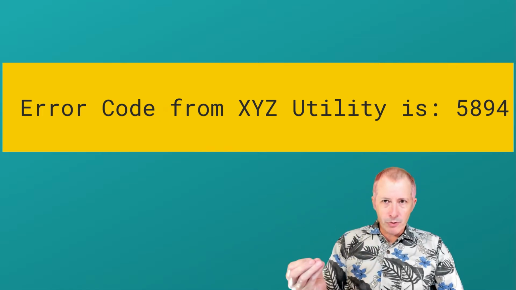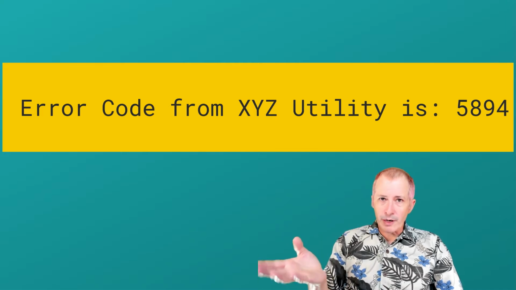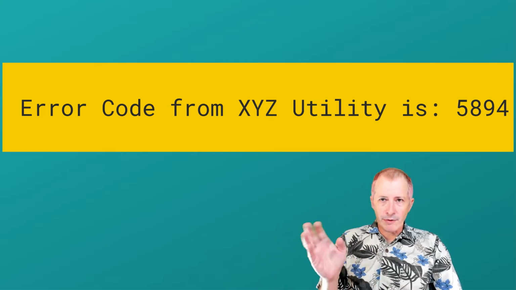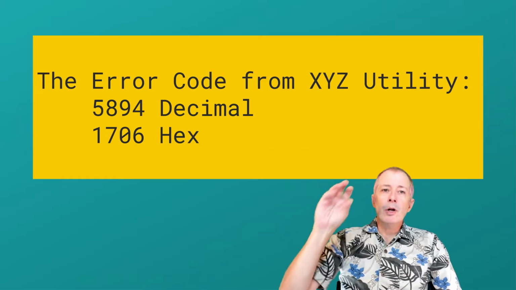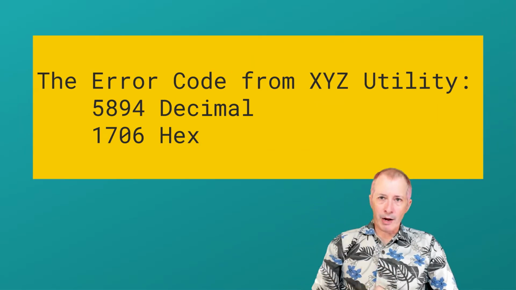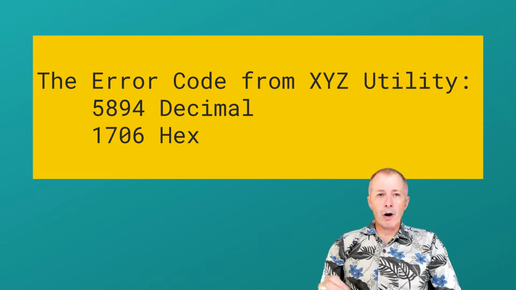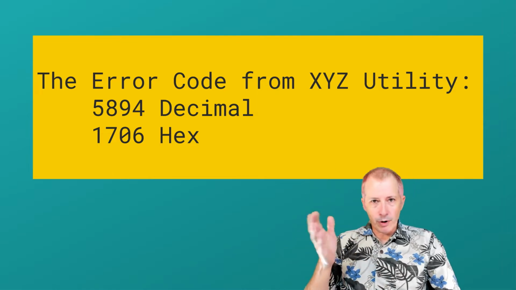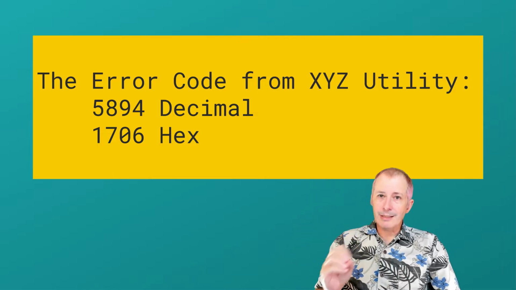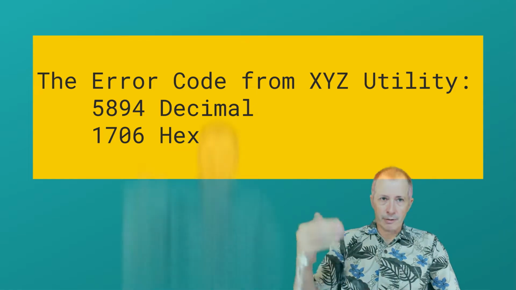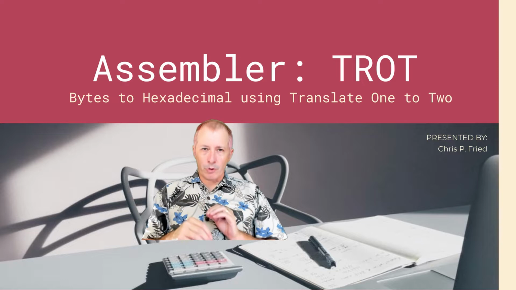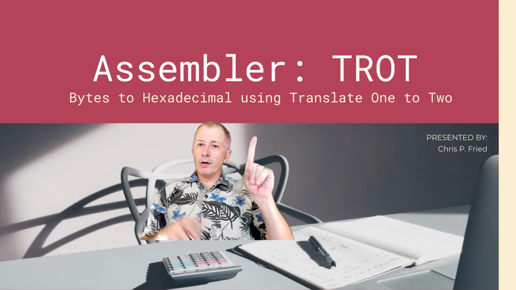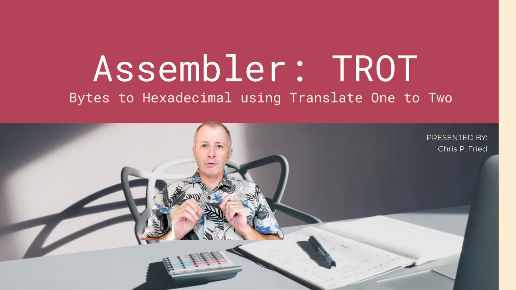After looking at the code, it clicked that the field that held the value of 5894 was defined as PIC S9 for binary. Showing the hex value for 5894 is required. The hex value of 1706 was in the list of errors. In this video, we discuss a small assembly program using the translate 1 to 2 instruction to convert data into hex characters.